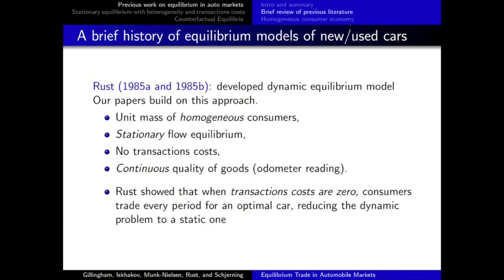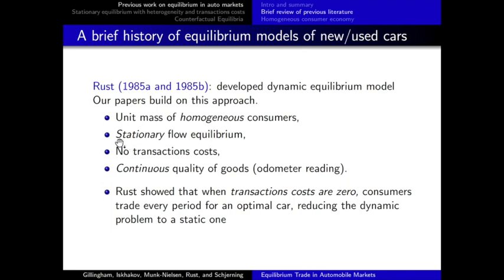Okay. Now, another branch of the literature, so this is not about estimation, it's like a theory paper, was some of John's work from his thesis, where he developed dynamic equilibrium models for the car market. Okay, so our paper is really building on that approach. You can say this is the starting point for the dynamic equilibrium model of durable assets, okay? He made some assumptions. He was working with a unit mass of consumers. He also had a distribution of heterogeneous consumers in a version of the model. But we're going to start with the one that has homogeneous consumers.